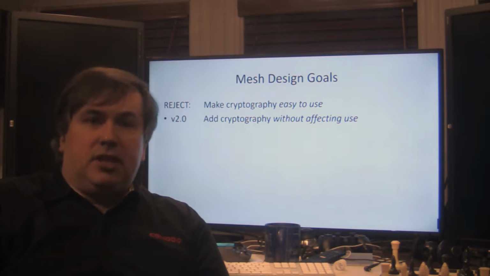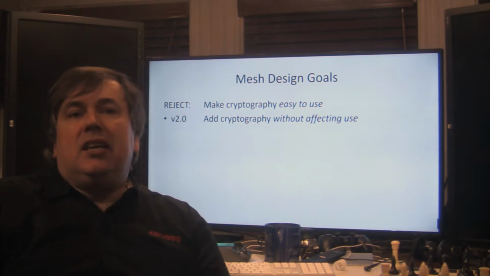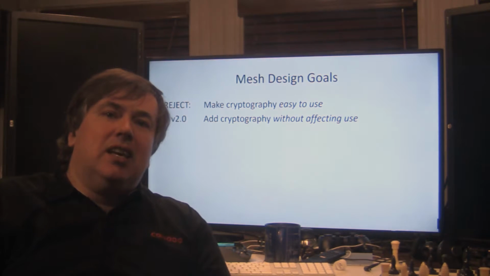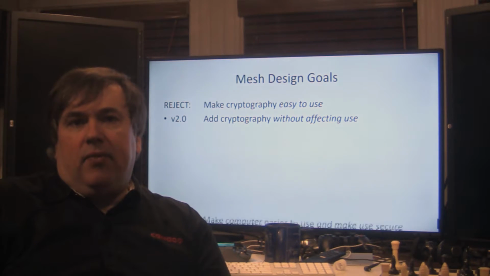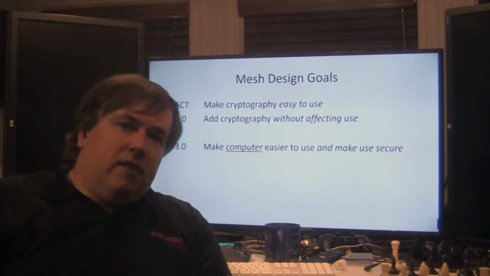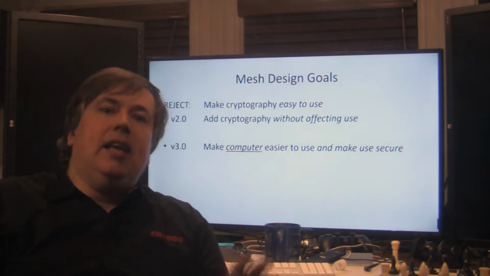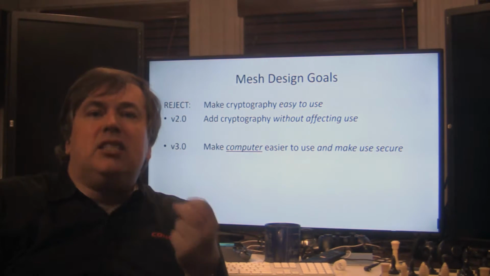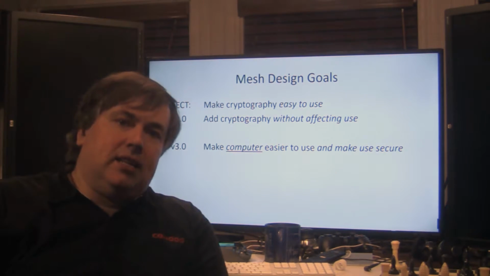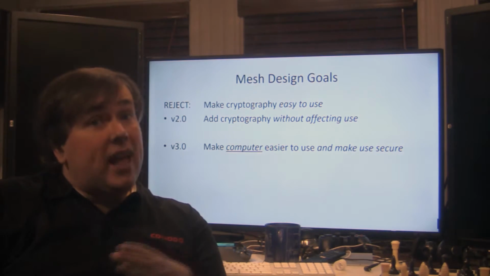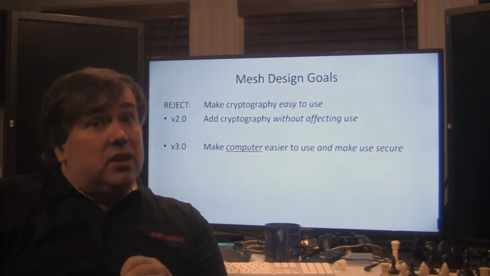And I demonstrated a system like that called prison-proof email at the Hope Conference in New York 18 months ago. The mesh is an evolution of that system, because what we realized was that even that wasn't going to be enough. If we're going to make the internet secure, it's not enough to simply make the internet secure by default. We've got to give people a reason to use the secured version of the internet. So we've got to make the computer easier to use and also make it secure.